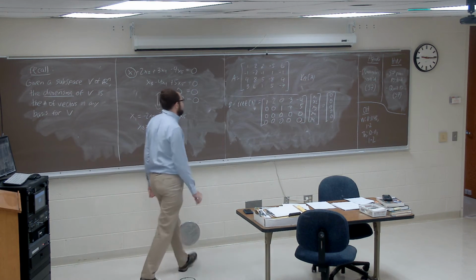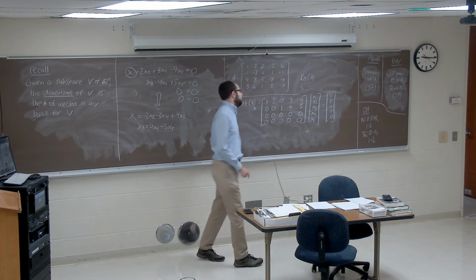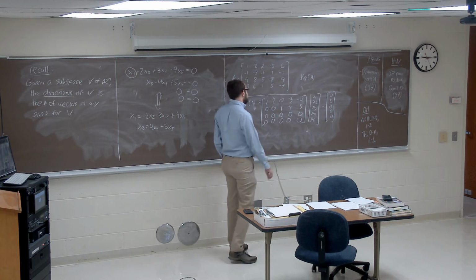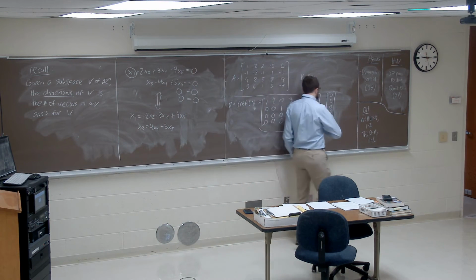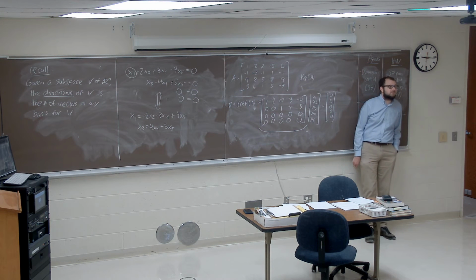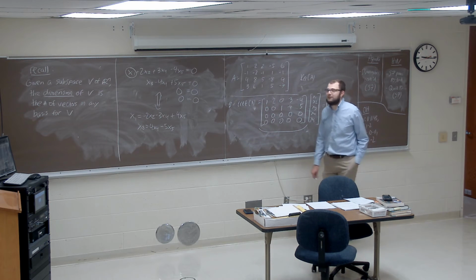So, follow-up question. I'm going to go back to the reduced row echelon form for a second. I claim that just looking at this reduced row echelon form, I could have told you what the dimension of the kernel is. Why is that? Eleanor? It's the same as the number of free variables.